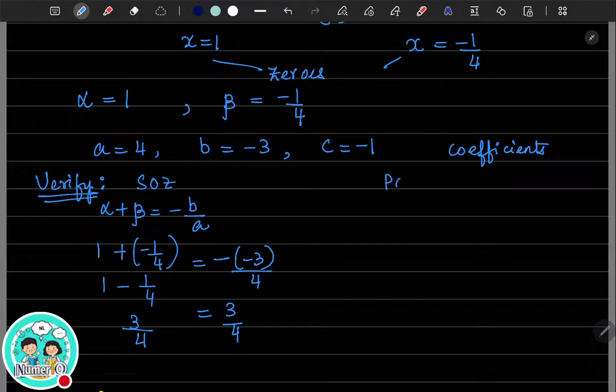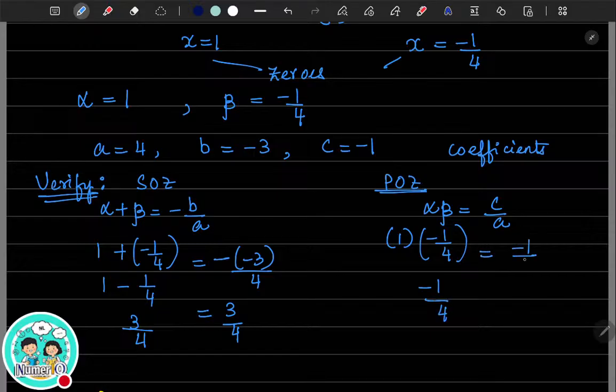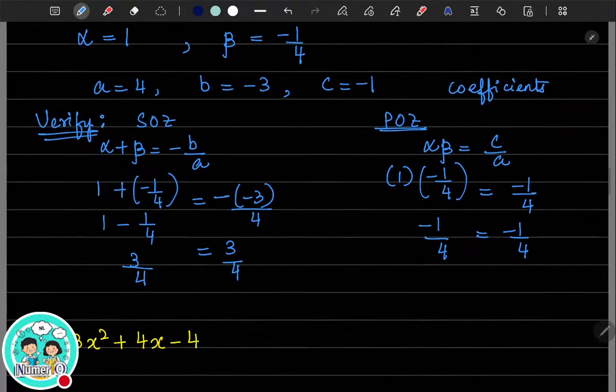Similarly, product of the zeros also you have to verify, wherein the formula is alpha beta equal to c by a. What is alpha into beta? So 1 multiplied by minus 1 by 4, which is nothing but minus 1 by 4. What is your c? C is minus 1 and a is 4. So this is equal to minus 1 by 4, right? Hence verified.